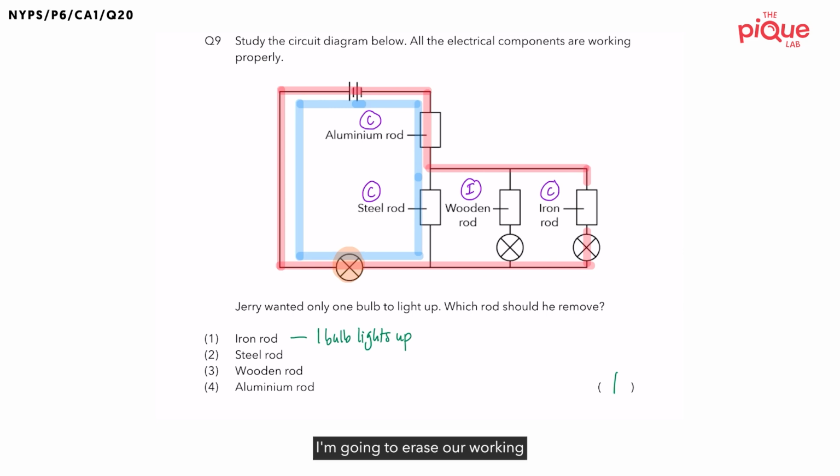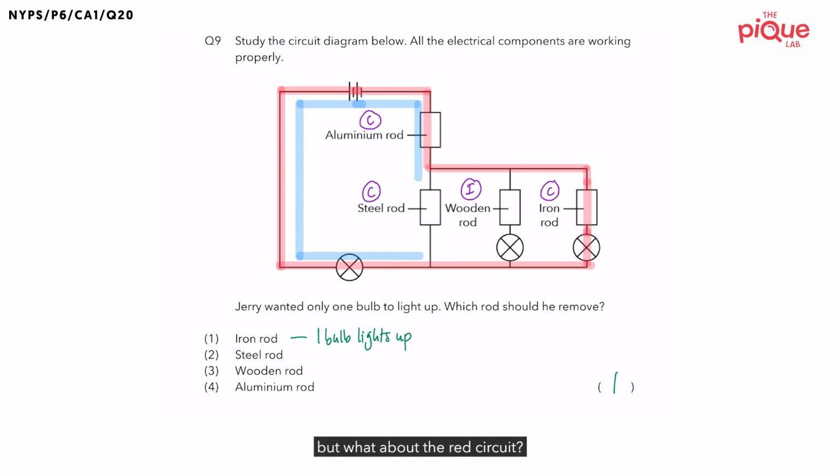I'm going to erase our working so that we can work on option number 2. And I'm going to seal the gap here. And let's take a look at the second option, removing the steel rod. Again, I'm going to erase this line here to show that now there is a gap when the steel rod is removed. Is the blue circuit open or closed now? The blue circuit is open. Can electricity still flow through the blue circuit? No, electricity cannot flow through the blue circuit.